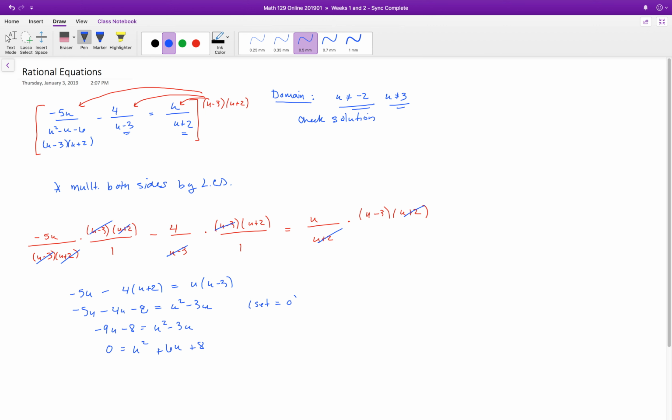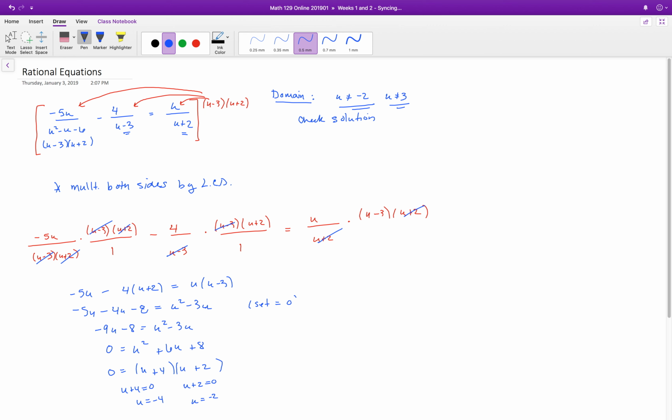All right, so let's go ahead and factor this quadratic. Two numbers that multiply to 8 but add to 6. I would say plus 4 and plus 2. So finally, u plus 4 equals 0, so u equals negative 4. u plus 2 equals 0, so u equals negative 2.